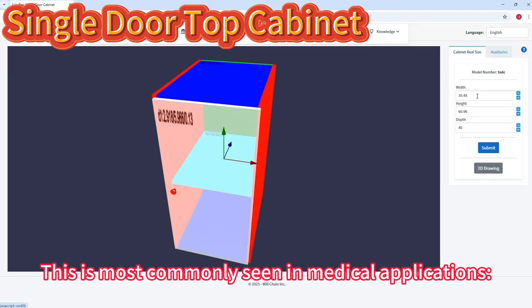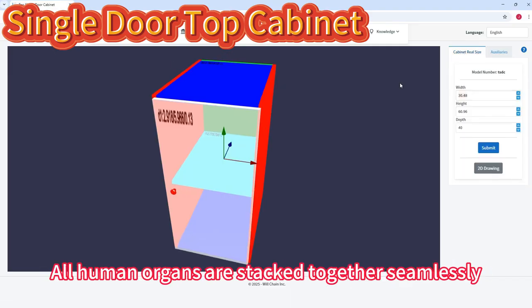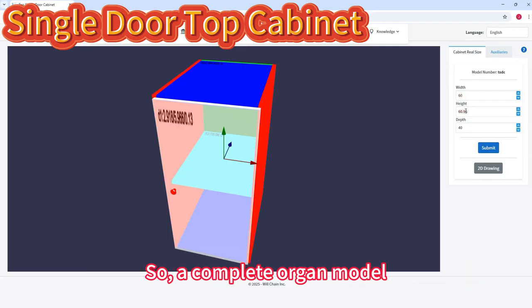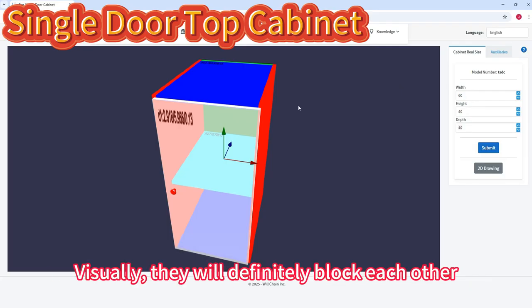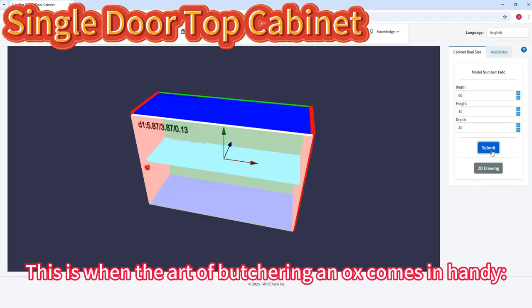This is most commonly seen in medical applications. All human organs are stacked together seamlessly. So, in a complete organ model, visually, they will definitely block each other. This is when the art of butchering an ox comes in handy.